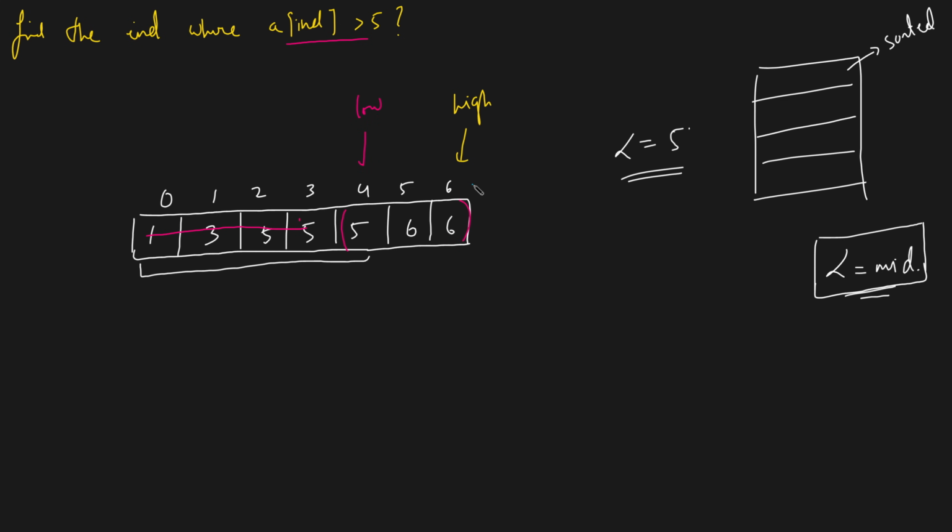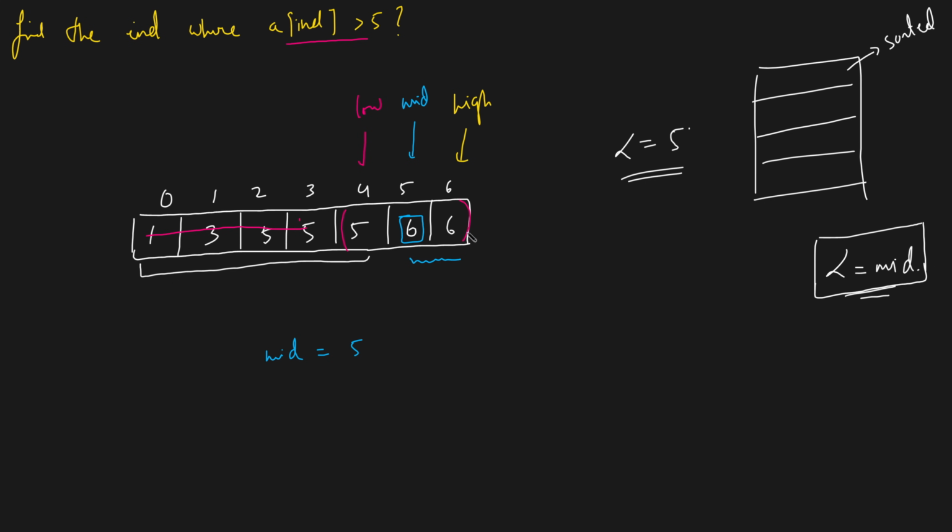Once my low has pointed over here, you have to find out the middle again. So if you figure out the middle, you will get the middle as 4 plus 6 by 2 and you'll get it as 5. So the middle now points over here. Now what is the value over here? You see that the value is 6, correct? The value is 6. Now you're looking for someone greater than 5. So you can say that your answer might lie over here, because this is the first element, 6, and that's greater than 5. So you're going to find the immediate index where a of index is greater than 5.